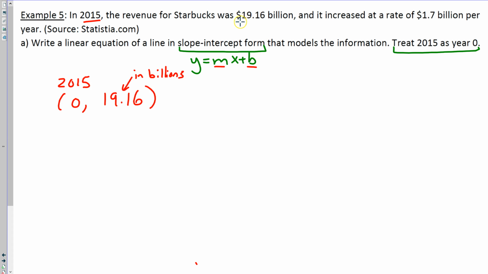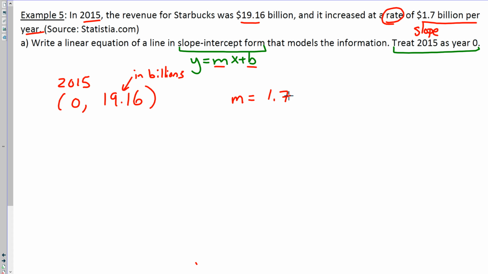So that first part of our sentence is actually describing a point for us. When the time is 2015 or year 0, the output, our revenue, is that $19.16 billion. And then they also told us that our value increased at a rate of 1.7 billion per year. And anytime you see that keyword rate, or you have something given, an amount per something, that's a huge hint that you have the slope being given to you. So our slope is that $1.7 billion per year.